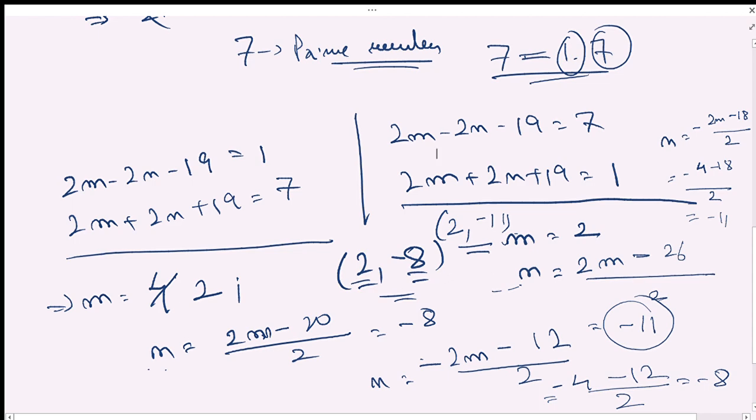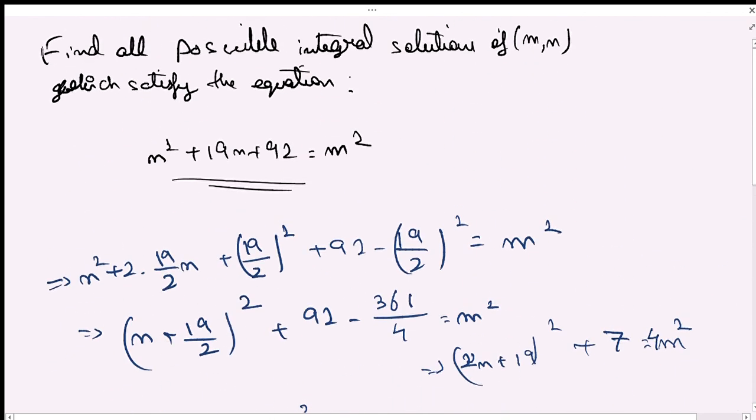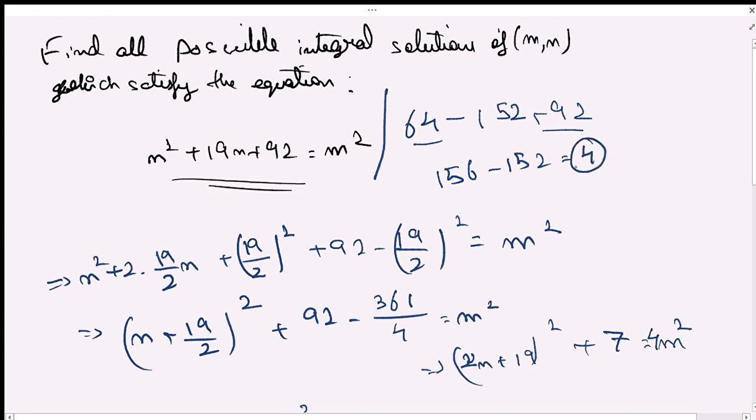So 2, minus 8 and 2, minus 11, right? So let's check it here only. So putting the value of n equal to minus 8, we get 64 plus 72 plus 92. So these make 156 minus 152, that is equal to 4. Therefore m is 2 is correct. Clear?